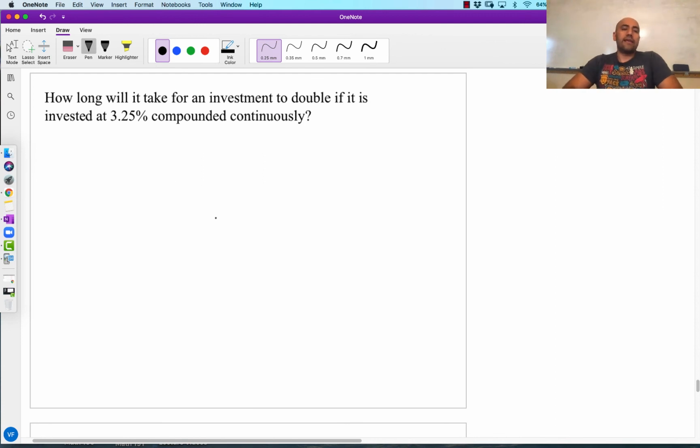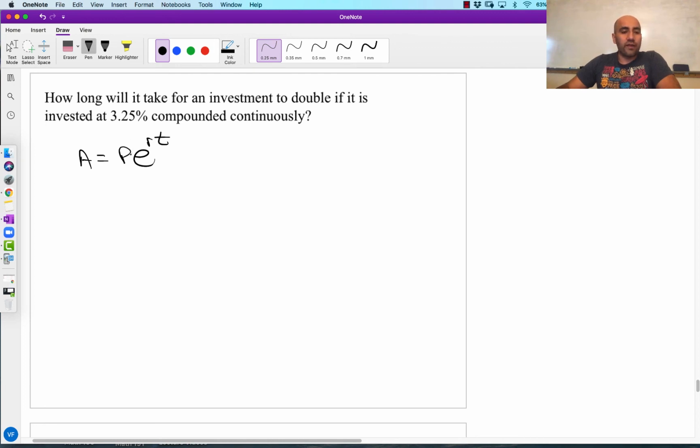Okay, how long will it take for an investment to double if it is invested at a rate of 3.25% compounded continuously? Note that the actual amount invested is not given here. So that's okay. We go back to our formula: A equals P e to the rt. R is given. T is what we want to find out. How long will it take? But P is not given. They don't tell us how much we're going to invest. All we know is that we're going to double our investment.